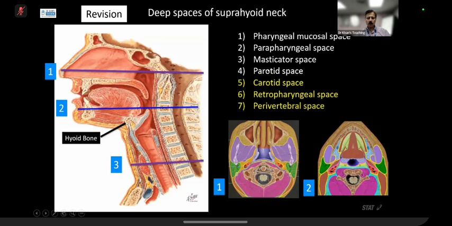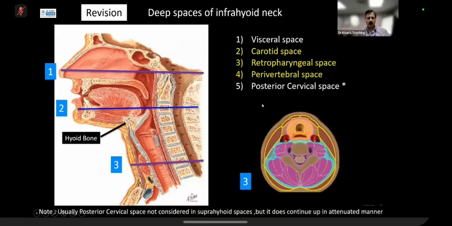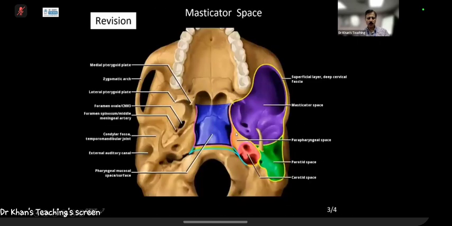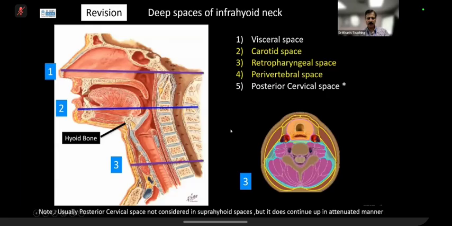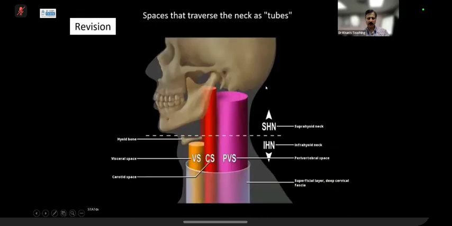Today, we are going to cover a bit of masticator space as well as parotid space, in addition to the oral cavity and paranasal sinuses. So these are the 5 spaces of infrahyoid neck. Again, will be covered next time, but just wanted to highlight that these 3, carotid space, retropharyngeal space, and perivertebral space, also are in the suprahyoid neck. So they are in the suprahyoid neck as well as infrahyoid neck.